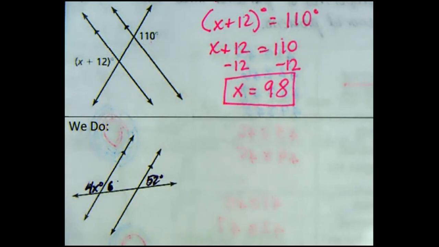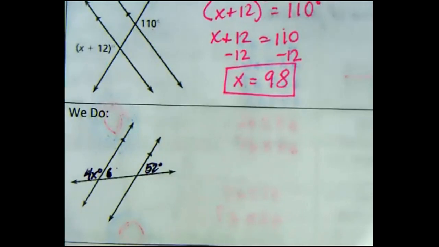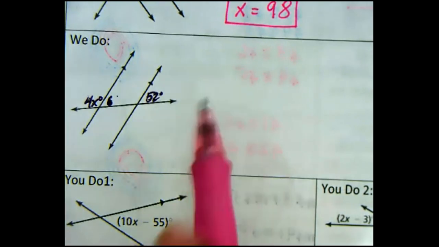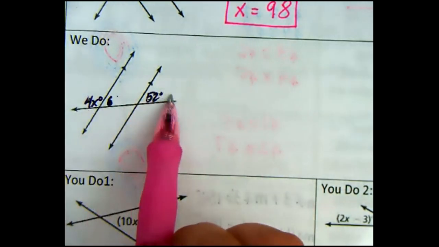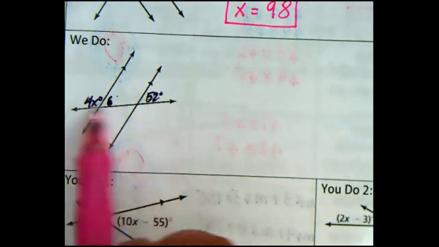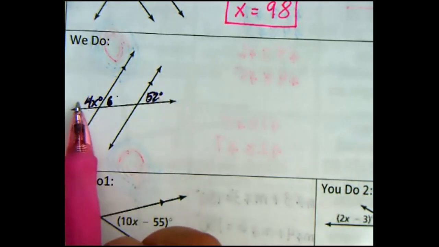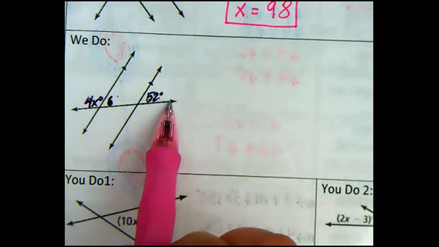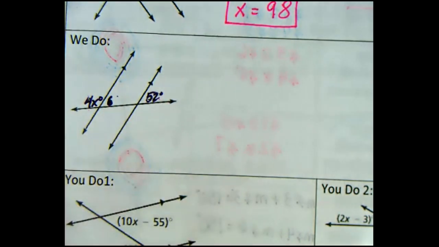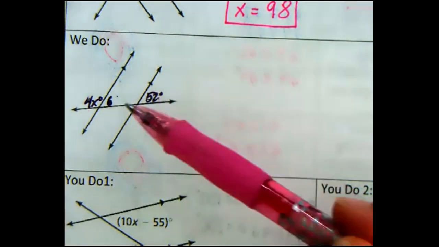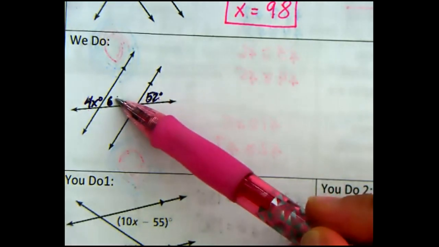Okay, so let's take a look here. I have 4x degrees and I have 52 degrees. If I take a look at these two, they're both on the exterior, but they're also on the same side of the transversal, which means they can't be alternate exterior. Now I don't have a same side exterior pair of angles, so I have to try to figure out another way. Maybe that's where the 6 comes in here, angle 6, right?